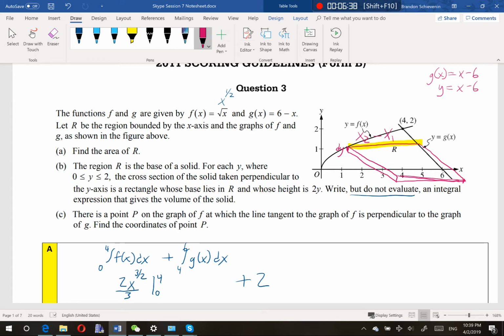Y minus 6. Minus 6, oops. Sorry, I've actually copied this wrong, but this wasn't x minus 6. G of x is 6 minus x. That's my mistake, not yours. 6 minus x. Okay, then what is my x value then? 6 minus y. Okay, cool.